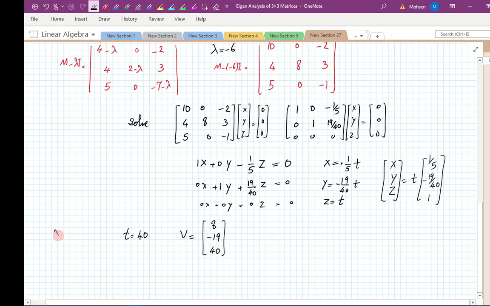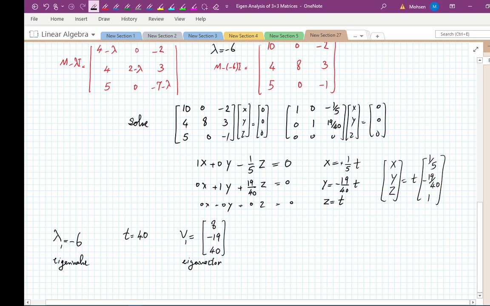Let's label our things. So lambda of minus 6 is our eigenvalue. Let's call this thing v1: 8, minus 19, 40. This is our eigenvalue. This is the corresponding eigenvector, just one of these things.